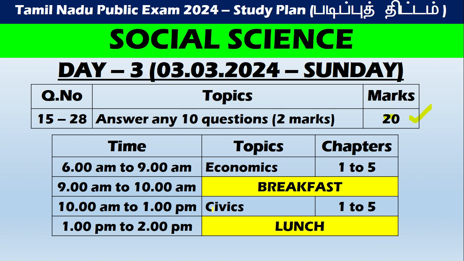Then 9 a.m. to 10 a.m. is breakfast. Then 10 a.m. to 1 p.m. is civics, 1st to 5th chapter. And 1 p.m. to 2 p.m. is lunch. So I once again repeat, for 2 marks, 3 hours is the given time for reading economics and civics.